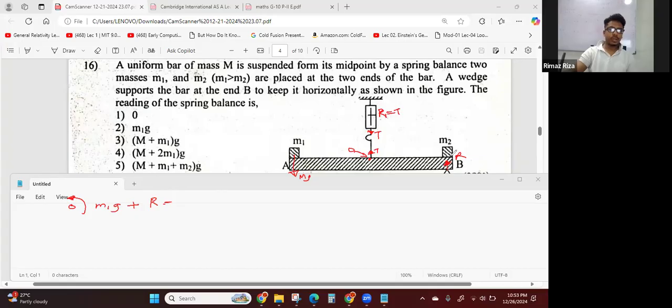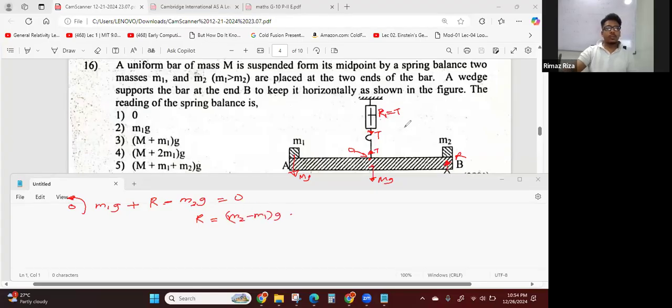And then M2G, the weight of this, is clockwise. And the weight of this uniform bar of mass M acts at the center midpoint, but it won't come because there is no perpendicular distance. So this is equal to 0. So R equals M2 minus M1 times G.